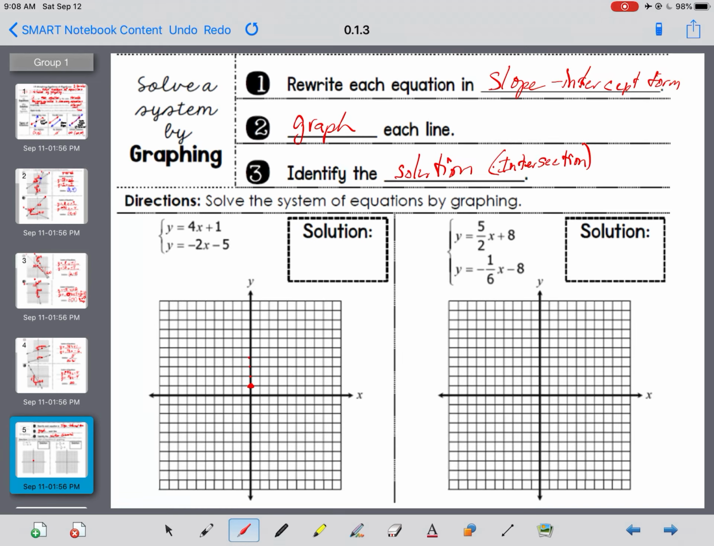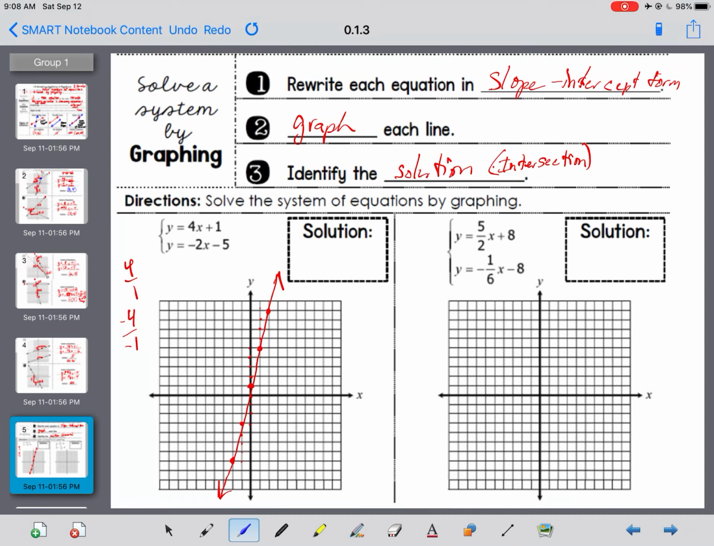Up 4: 1, 2, 3, 4 over 1. And then I can also go, because 4 over 1 is the same as negative 4 over negative 1, 1, 2, 3, 4 down, back 1. And then we get this sweet line right here.